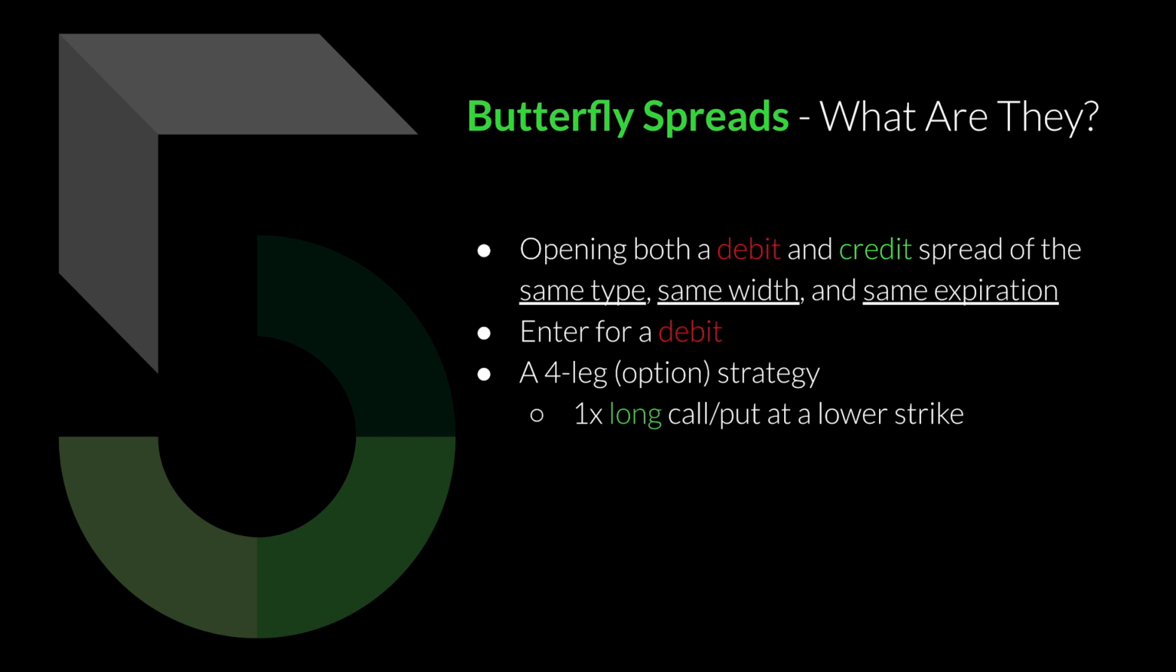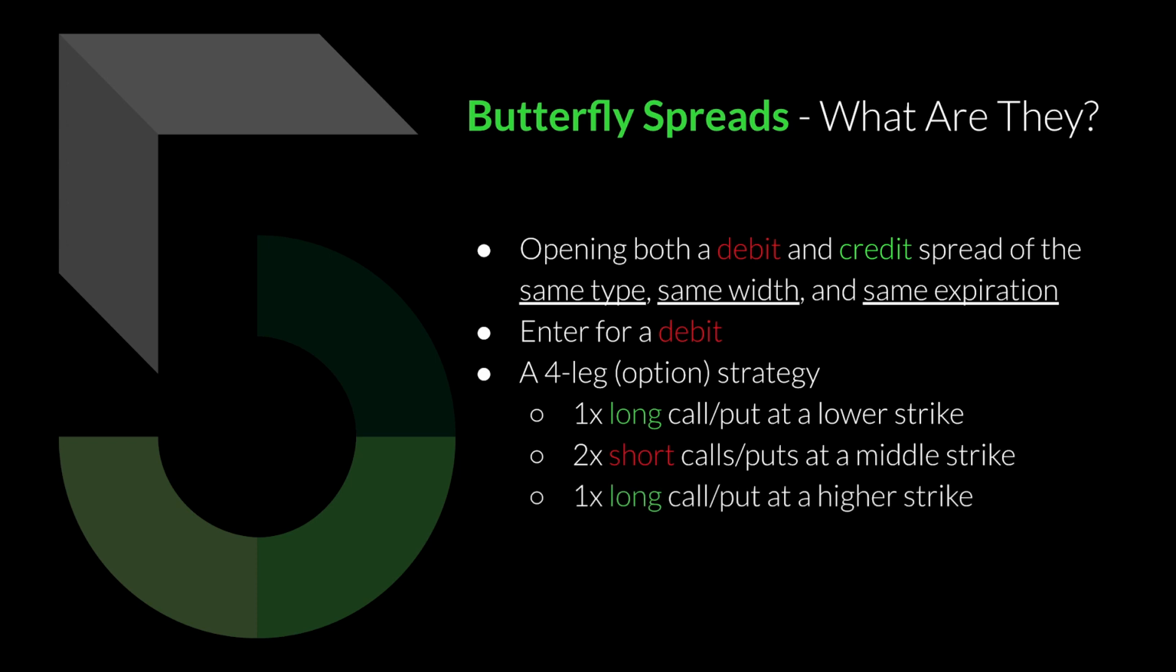So the first one is a long call. And let's just say call for all of these examples, but it's a long call at a low strike price. And then it's 2 short calls at a middle strike price, and then another long call at a higher strike price. So the long positions are at the low and the high end, and then the short position is at the middle. So the longs are going to be the wings of the butterfly. The shorts are going to be the body of the butterfly.